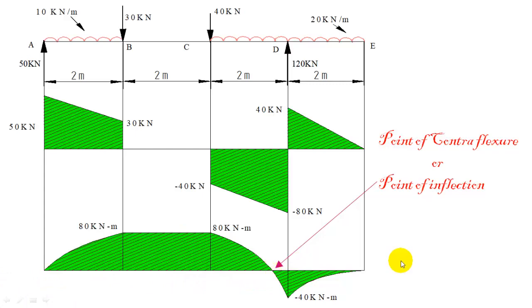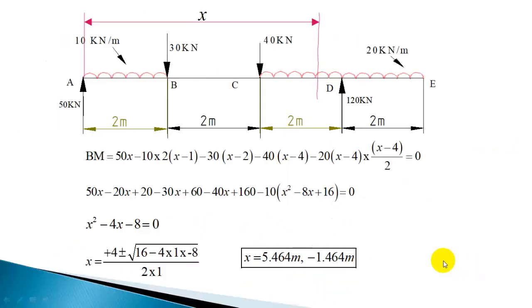So we got the shear force diagram and bending moment diagram. We have marked all the significant values of bending moment and shear force, and we also located the point of contraflexure. With that we complete the diagram. And that's all for today.